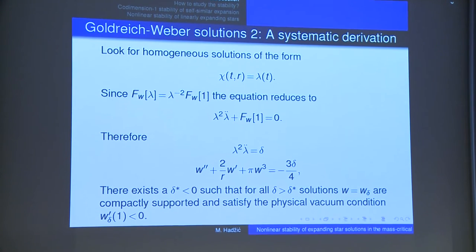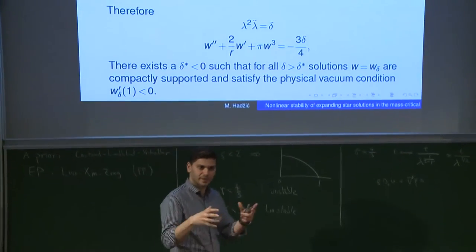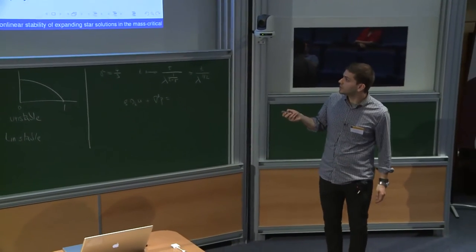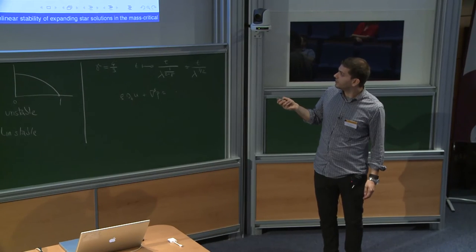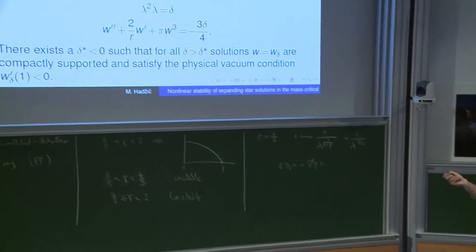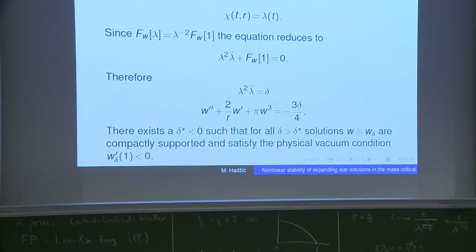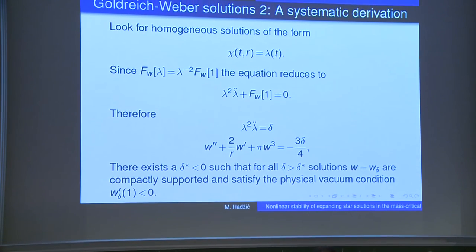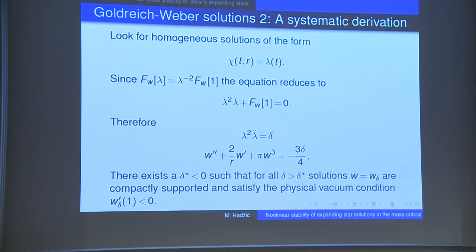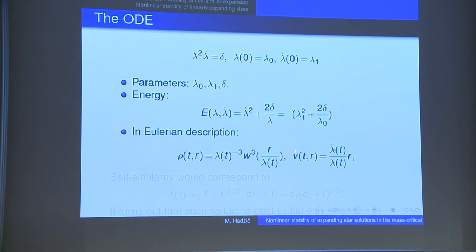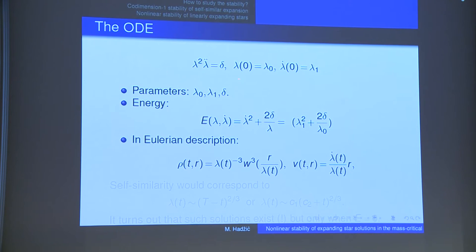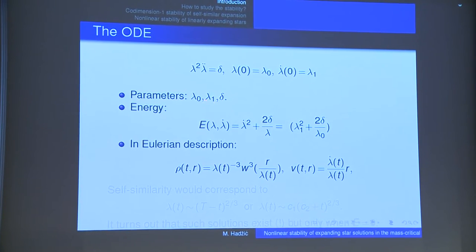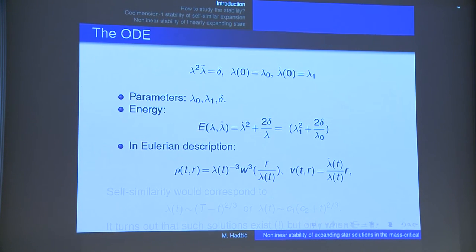You are interested in finding compactly supported solutions because that's what qualifies as a star with a vacuum interface, and you can do that. There is a magical value of delta star, such that for any delta bigger than delta star, you can find compactly supported solutions to this equation, and this is just an ODE. For a range of values of delta and initial conditions, you can classify the rates of collapse or expansion and so on. I will do that for you in a second. You can solve this ODE and prescribe the initial conditions. There are three parameters in the problem: the delta that I mentioned, lambda 1, the initial velocity, and lambda 0, the initial radius of the star.